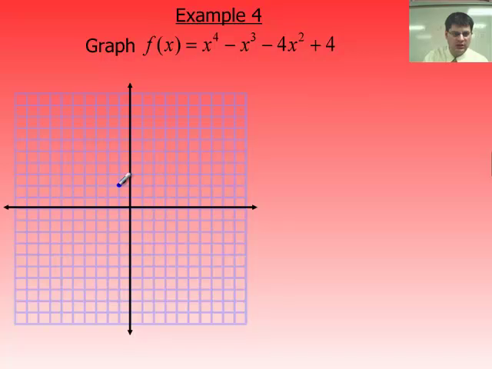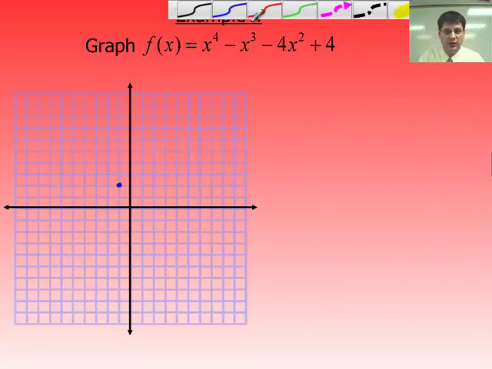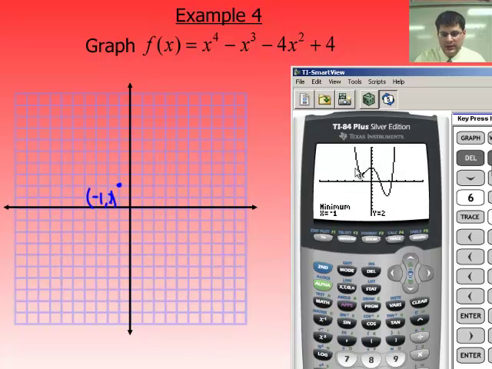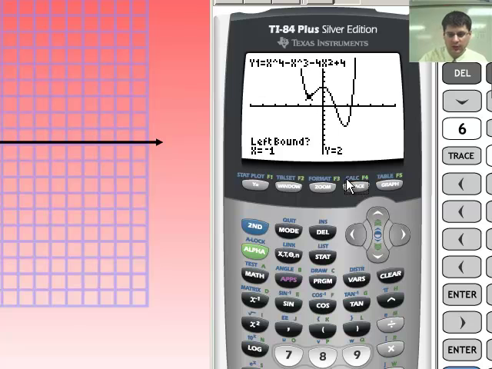Okay, so I know that that's going to be a local minimum. Then I'm going to label that point so that I know it is a local minimum. So -1, +2. So be sure you do that. Then I'm going to find my next local, and now I'll do a local maximum.